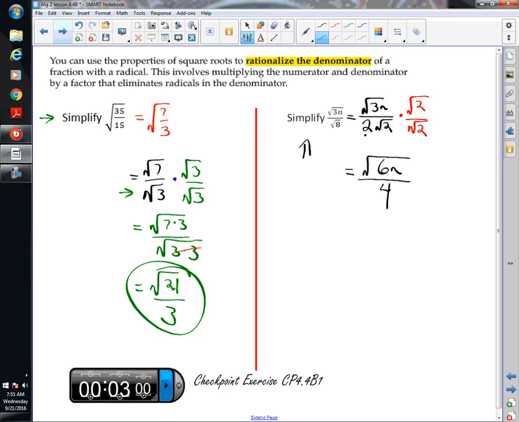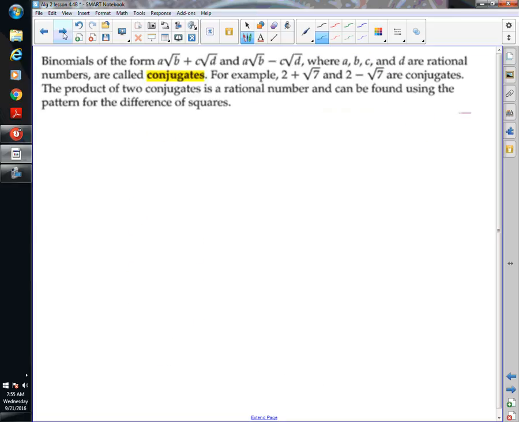Moving on. Now let's talk about something called conjugates. Binomials of the form a root b plus c root d and a root b minus c root d, where a, b, and c are rational numbers, are called conjugates. Now notice the only difference between this term and this term is the fact that one has a plus and one has a minus. Now, we have two conjugates right here, 2 plus root 7 and 2 minus root 7.